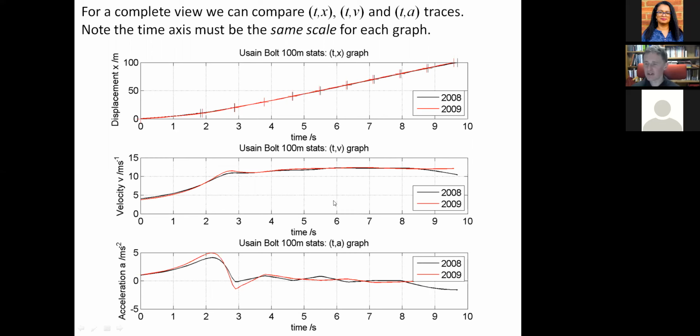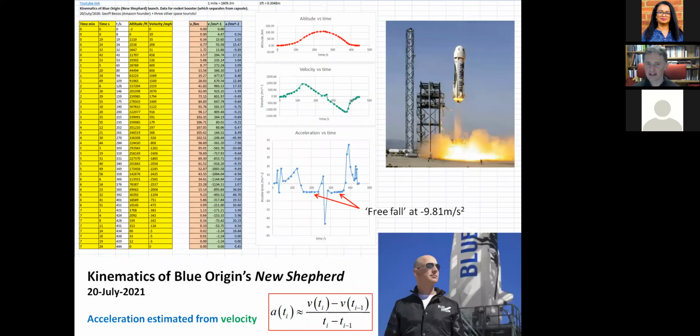So the area under our velocity time graph is how far Usain Bolt's gone. The area under this graph will be precisely 100 meters for both curves. I think there are no more questions, so I'm going to move on a little bit.